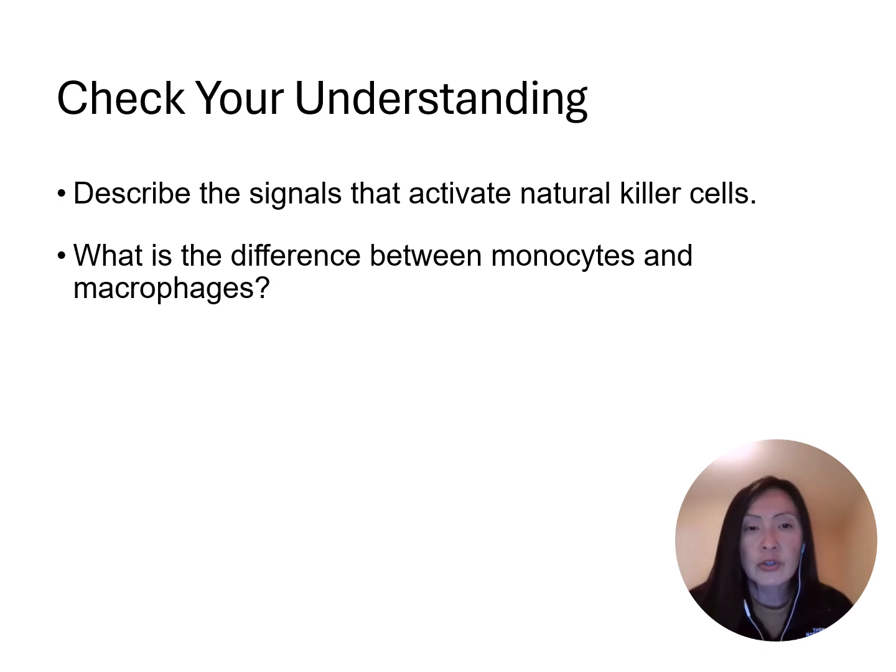For the second question, what is the difference between monocytes and macrophages? Monocytes circulate in the blood. These are large agranular white blood cells, and they're pretty short-lived in circulation. They have not yet fully differentiated.